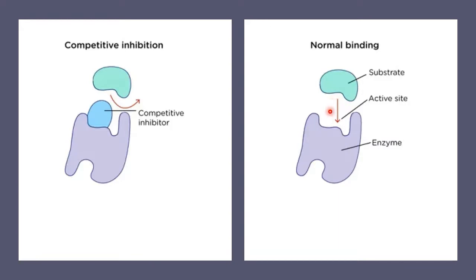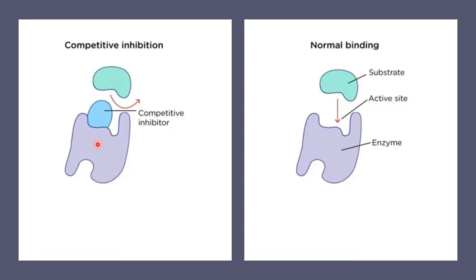can occur. But in a competitive inhibition, the inhibitor occupies the active site of the enzyme. Thus, the substrate can no longer take place at the enzyme active site, and the catalytic event of the enzyme or the biomolecular reaction can no longer take place.